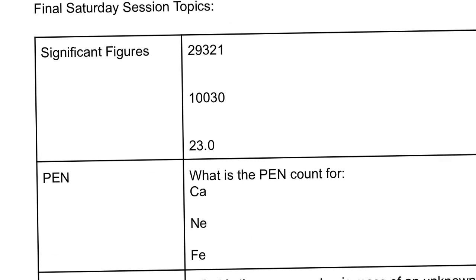The very first problem here is going to be looking at significant figures. For the significant figures, what we want to be able to do is identify all of the sig figs. Remember, the rules here were that all non-zeros are going to be significant. So with regards to that, we'll look at the first number here at the very top, 29321. Each of these numbers is a non-zero, so each of these numbers is significant.